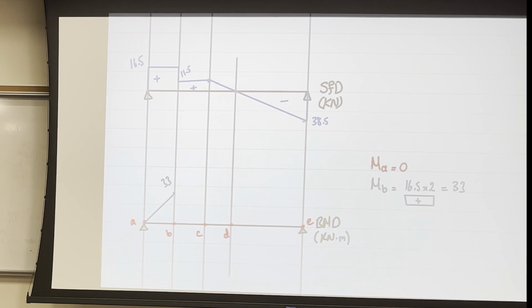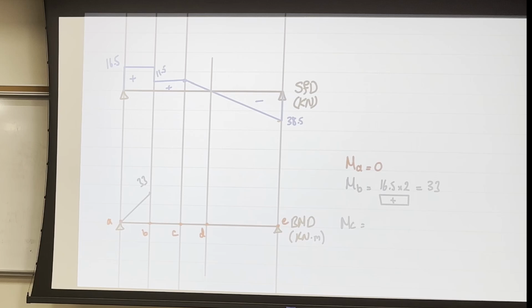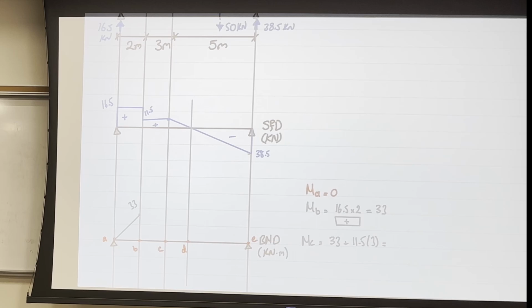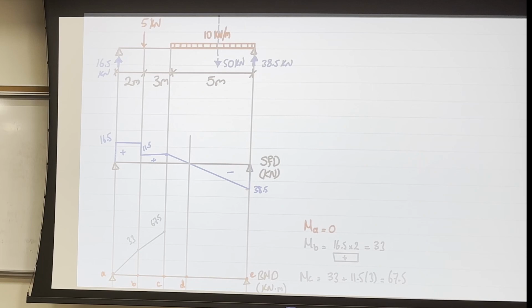you want to sum all the area before C, but this 33 represents that part. So I will write 33 plus 11.5 times 3 meters. And now I ended up with 67.5. So here I do have 67.5, and let me make a line here. Okay. So here is the thing. At the beginning of the distributed load, I do have 67.5. At the end, I do have E, which is ME, because I don't have any concentrated moment here. So it's going to be zero. There are two ways. Let me continue first with the summation of area method, and later I will show you the other way.